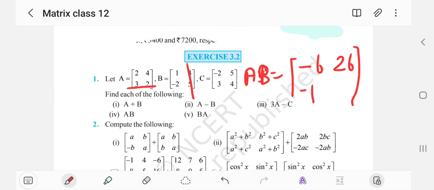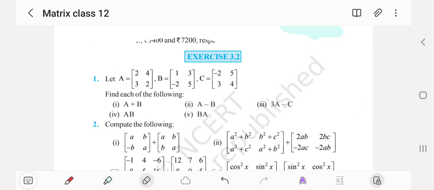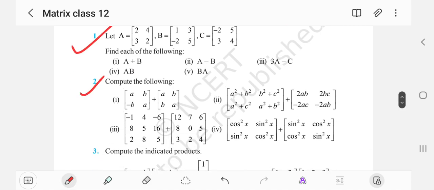Again, this row is multiplied with this column, so what will I get? I get 3 multiplied by 3, that is 9, plus 2 multiplied by 5, that is 10, 10 and 9, which is 19. So this is my AB matrix. Similarly, you can find the BA matrix also. This question is done.